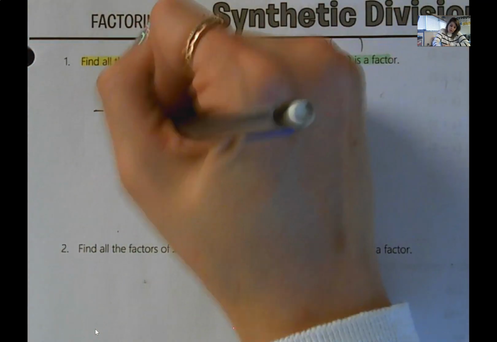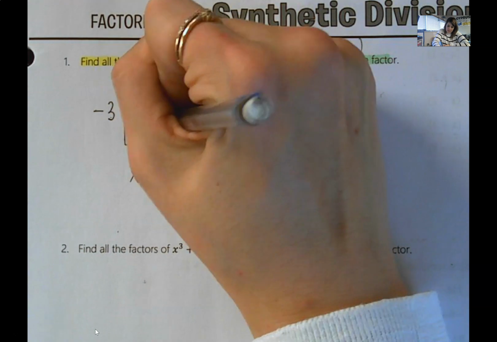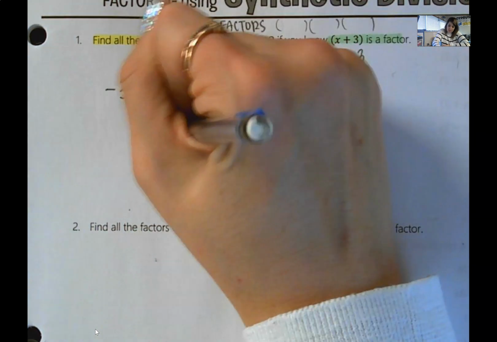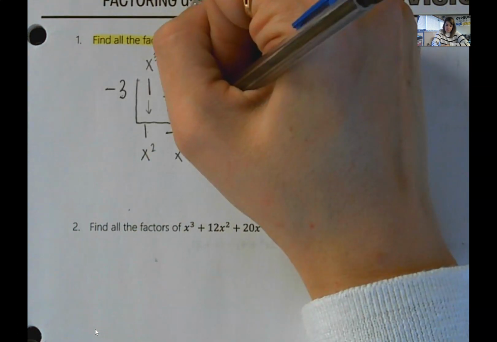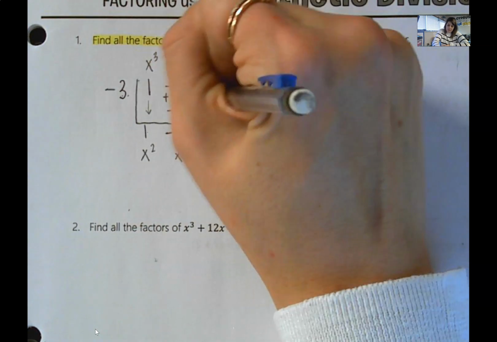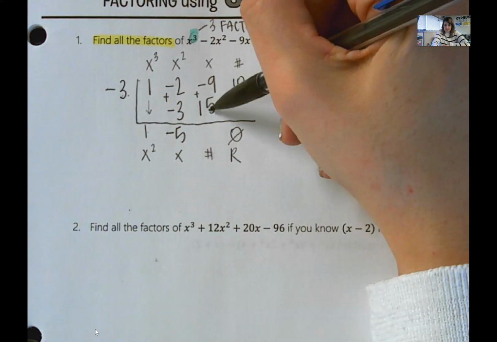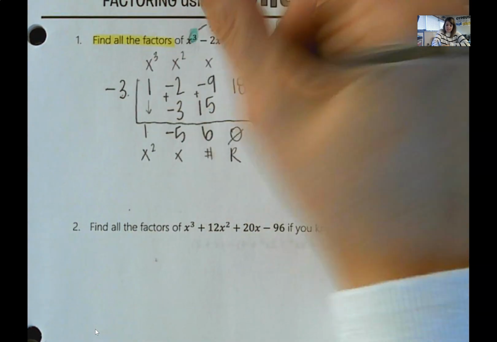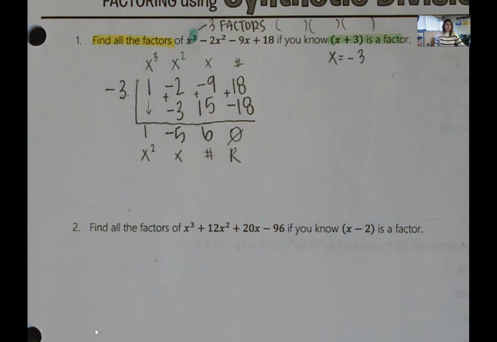We bring down the 1. 1 times -3 is -3, and we add those. -2 plus -3 is -5. -3 times -5 is a +15. -9 plus 15 is 6. -3 times 6 is -18. And that does give you a remainder of 0.